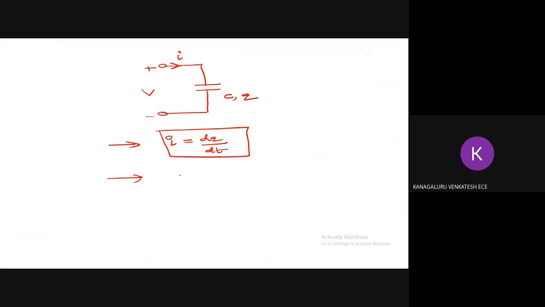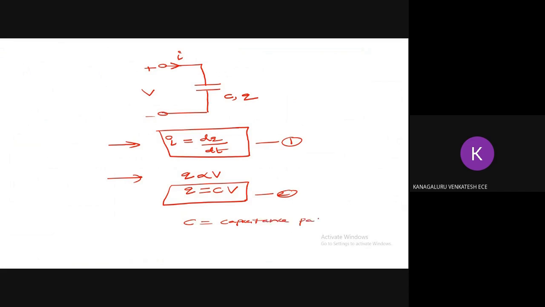The amount of charge developed across the capacitor is directly proportional to the applied voltage. If I remove this proportionality constant, I can equate it as Q equal to C into V. I'll make it equation 2, and this as equation 1, where C is nothing but the capacitance parameter of the conductors.